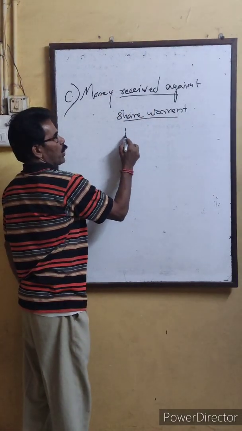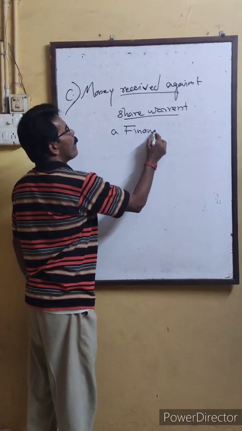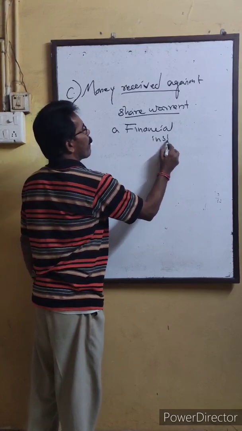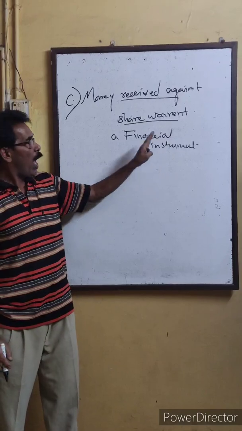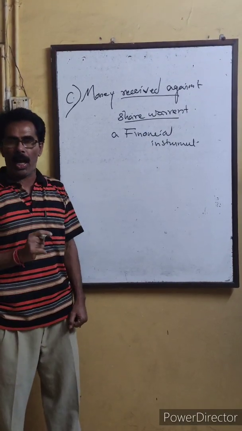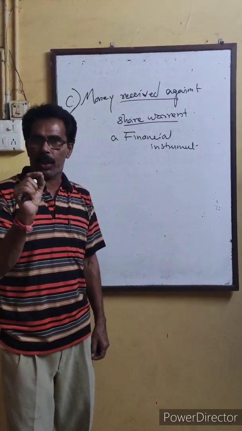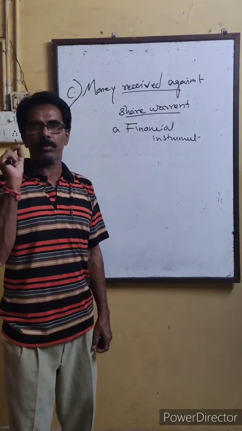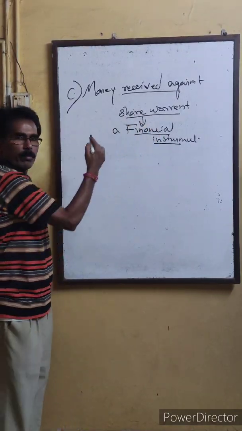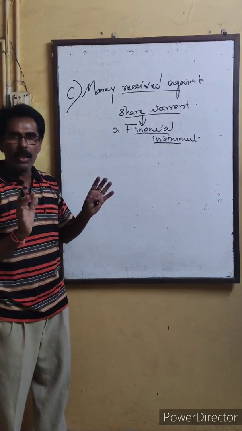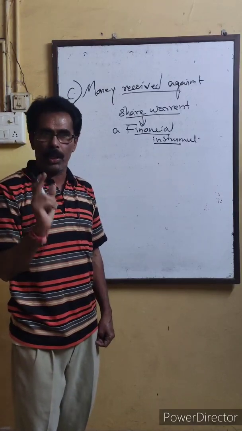What is a share warrant? A share warrant is a financial instrument, and in the instrument it is written that the shareholder has the right to acquire a particular number of shares at a particular rate. In that statement it is stated that shareholders have the right to get a specified number of shares at a specified rate.